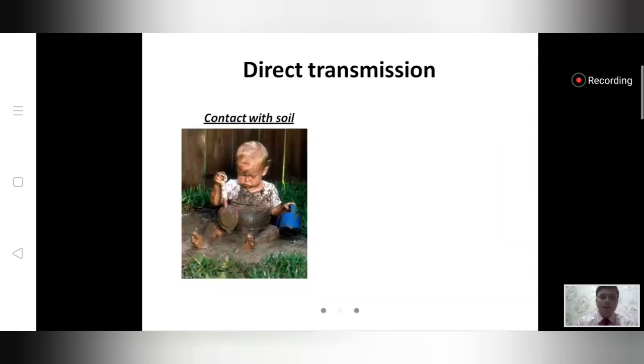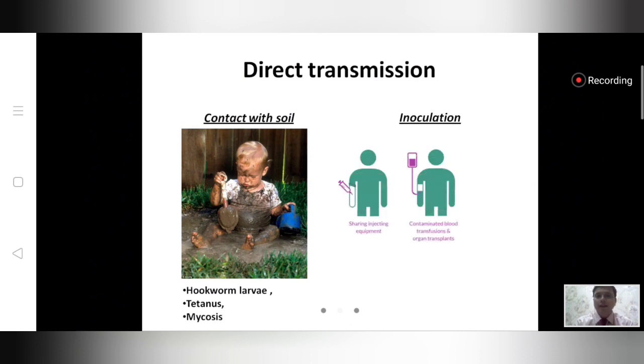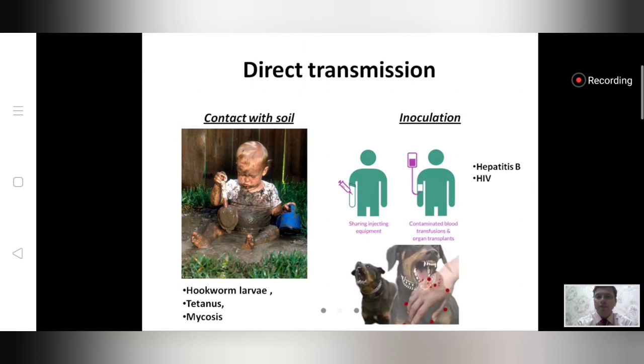Contact with soil: helminthic eggs can enter, for example, in people who have a habit of eating mud, which is called pica, P-I-C-A. If that mud has eggs of helminths, they can be transmitted into the GIT and cause helminth infection. Other examples are tetanus and mycosis, the fungal spores. Another mode is inoculation, by injection, or the blood route, the parenteral route, other than the intestinal route. That is by injections and transfusions. Examples are hepatitis and HIV, and also rabies, which is inoculated by a dog bite.